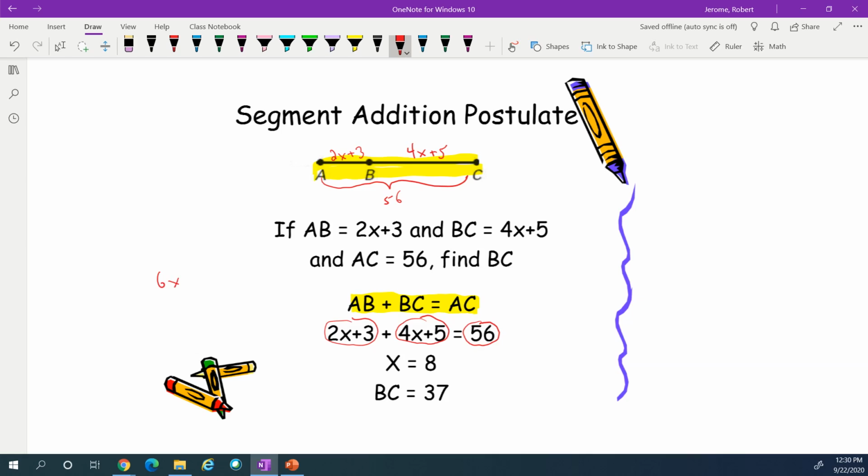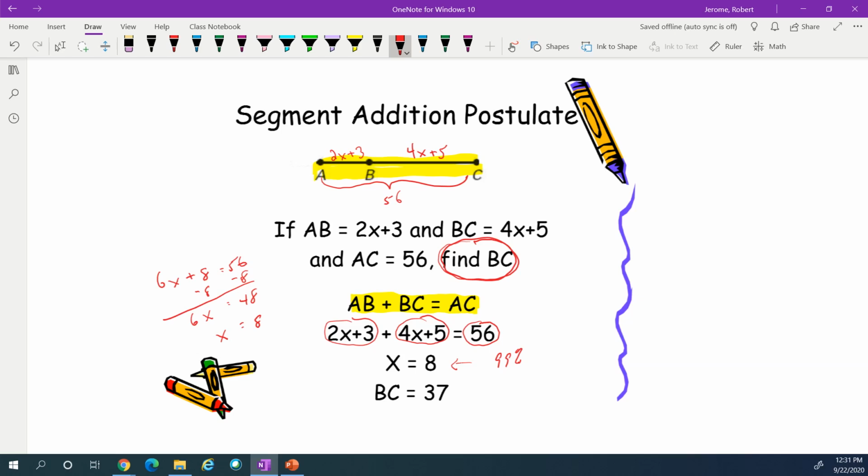We have 6x plus 8 equals 56. We're going to subtract 8. 6x equals 48, and x equals 8. Awesome. x equals 8. But that's not what they asked for. Look at what they asked for. They asked for BC, so x equals 8 is correct.